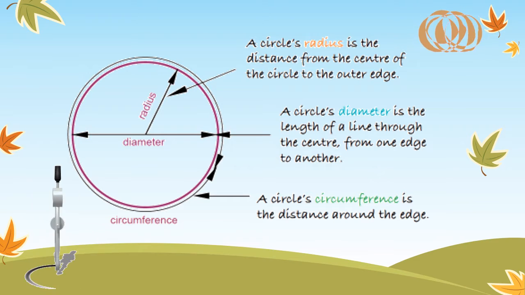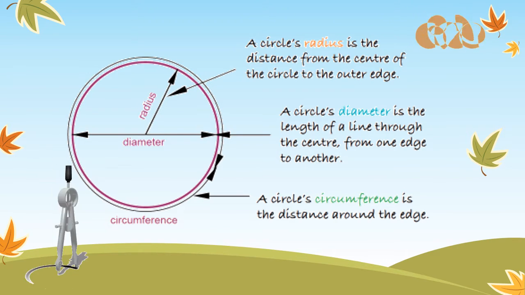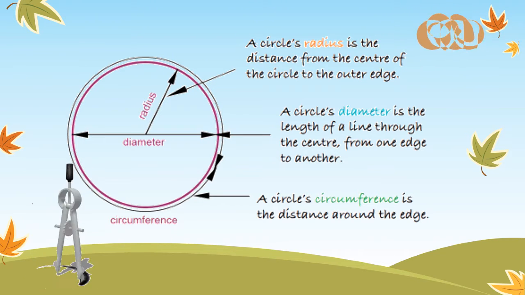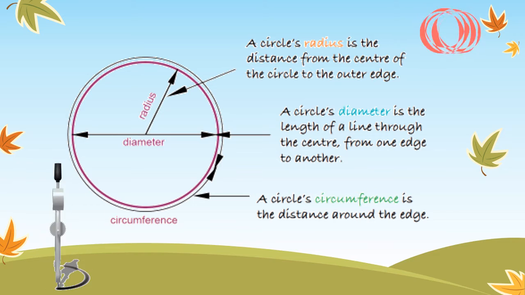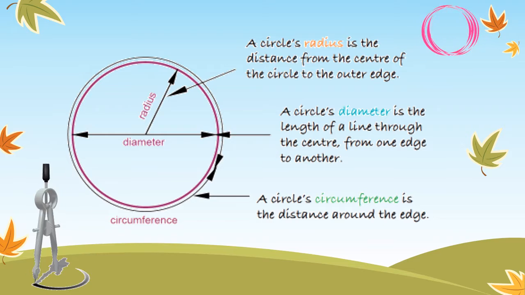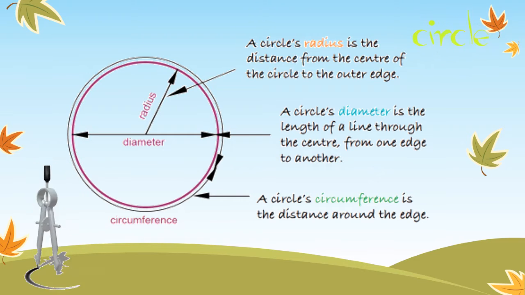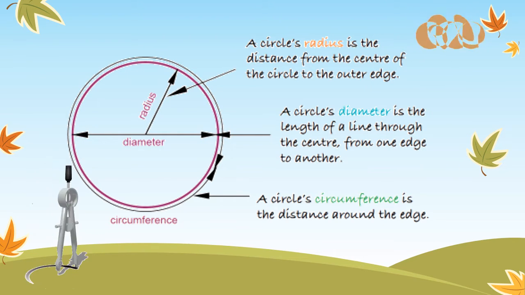What about the radius? The radius is the distance from the center to any point on the circle. What about the diameter? The diameter is a line segment joining two points on the circle, but it must pass through the center. And what about the circumference? The circumference of a circle is the distance around the edge, like the perimeter of a square or a rectangle. We call the perimeter of the circle the circumference. The circumference is the distance around the edge.